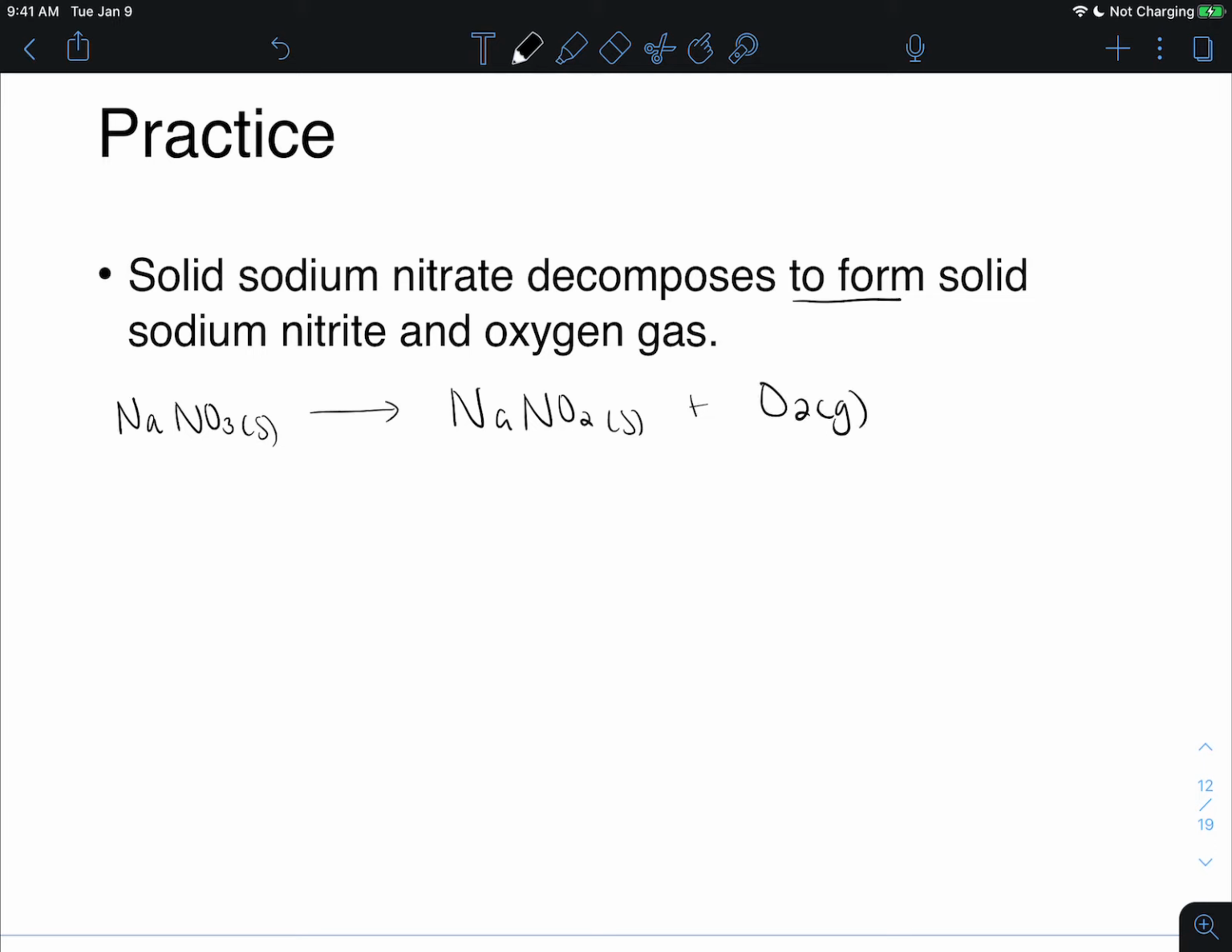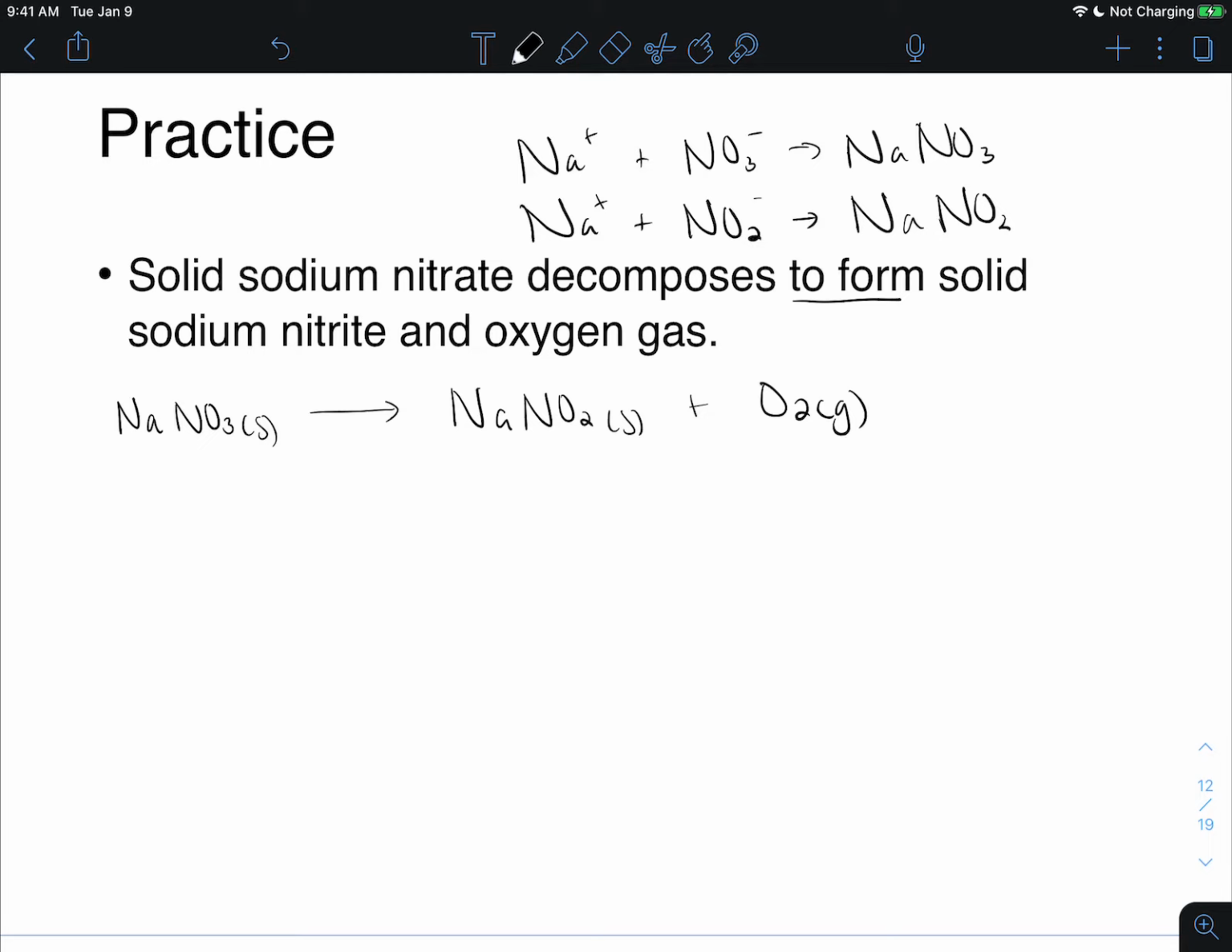So just to reiterate, sodium we know is +1, nitrate is -1. They're 1 to 1 because they have equal but opposite charges. Nitrite, same idea. It just has a 2 instead of a 3, but it's 1 to 1, so it forms NaNO2, like so.